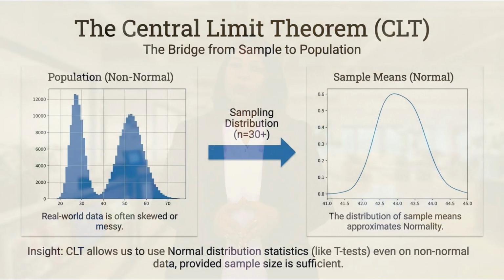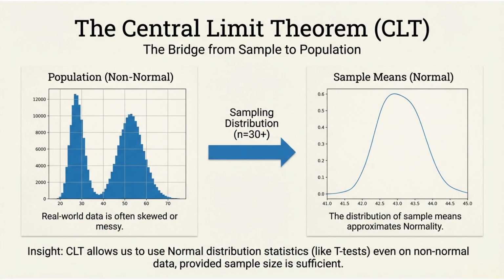The central limit theorem explains why the normal distribution is so powerful. Even if the original data is not normal, the distribution of sample means becomes normal when sample size is large. Here, the population data is messy and non-normal. But when we take many samples and calculate their means, the result becomes a smooth normal curve. This allows us to apply normal-based tests like the t-test on real-world data, provided the sample size is sufficient.